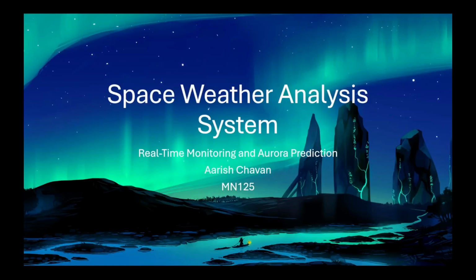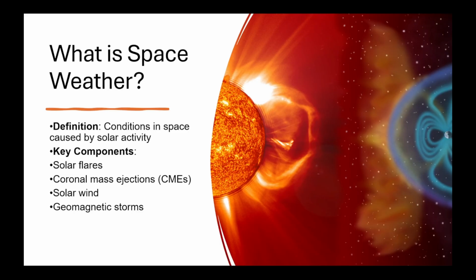Hello, I am Arish Chavan, and today I'm presenting my MN-125 project, a space weather analysis system built in MATLAB that monitors geomagnetic activity and predicts aurora visibility. Space weather refers to changing conditions in space caused by our sun's activity. Just like Earth's weather affects our daily lives, space weather can impact our technology and create beautiful natural phenomena.